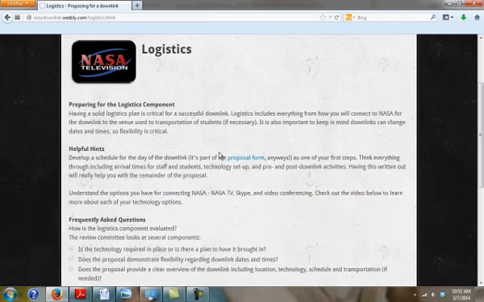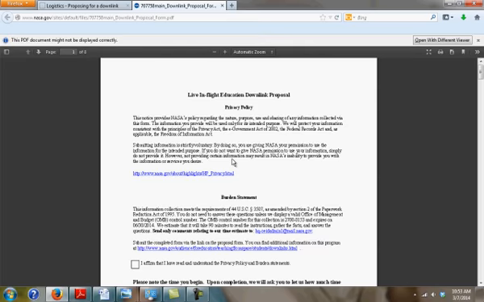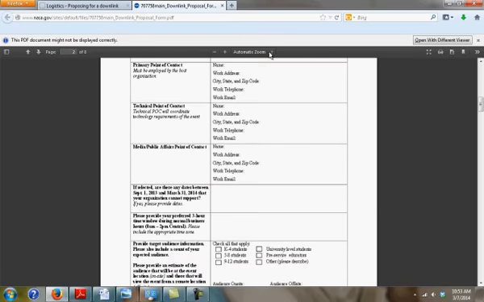Logistics is all about connecting to NASA for the downlink, even all the way up to transporting students. Again, they can get a copy of the proposal form. I love that it opens in a new window. It's a PDF form, so they can print it or have it open so that while they're going through this website, they can take and make notes.